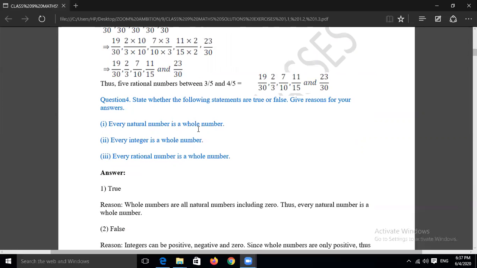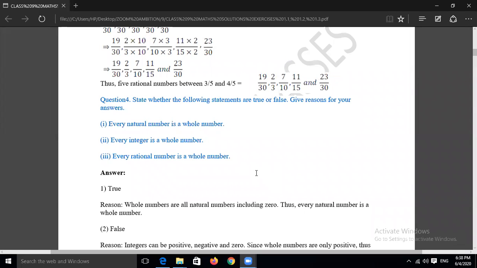Every natural number is a whole number. Yes, whole number. I have given the example. Whole number includes all natural numbers. Gujarat includes Vadodara. So all persons who are in Gujarat, that includes Vadodara also. So every natural number is a whole number. It is right, because whole numbers are all natural numbers including 0. So whole numbers have natural numbers as well as 0. So every natural number is a whole number.